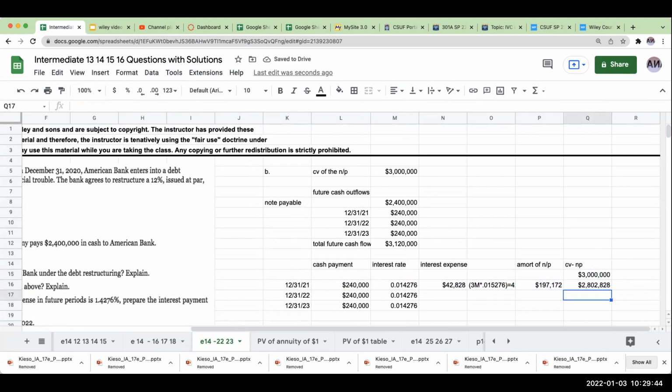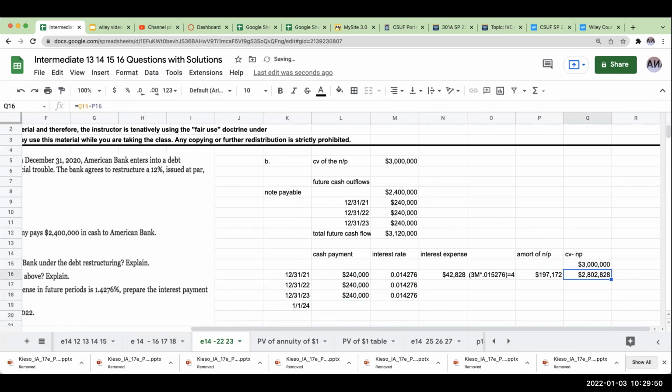Now the goal here is that when we pay this thing off on 1/1/24, we want this to get down to 2.4 million. So let's see if it works. So come over here to the next period. I take 0.014276 and I multiply it by 2.8 million. And we'll just borrow from above.